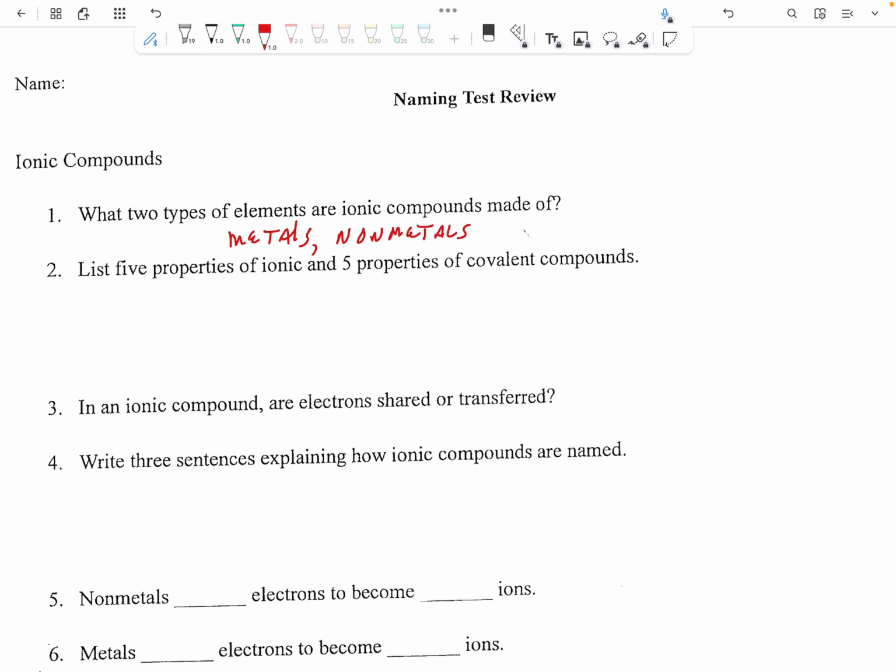5 properties of ionic bonds. We already did the covalent one. So, ionic compounds. And so, they have a high boiling point and high melting point. They are rigid. They form what's called lattices. They're not flexible. Not flammable. Okay. They do conduct electricity.